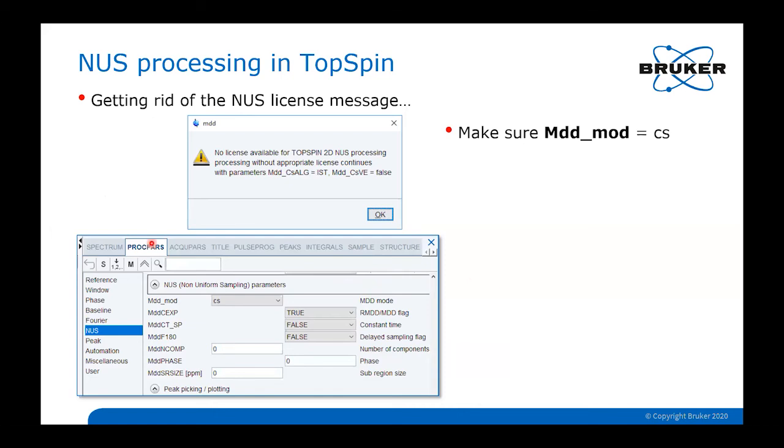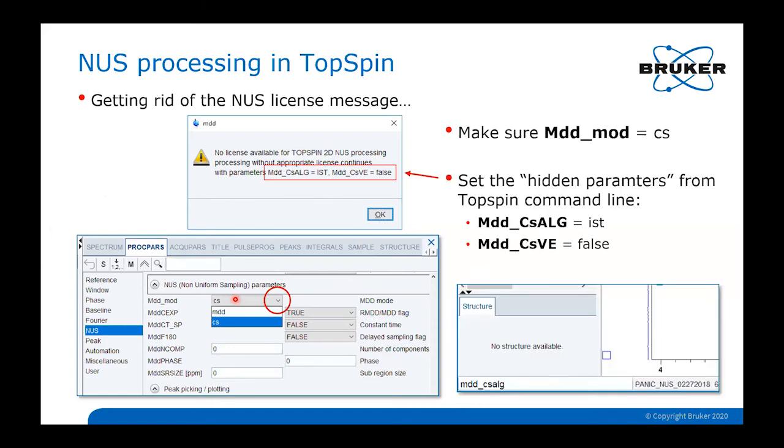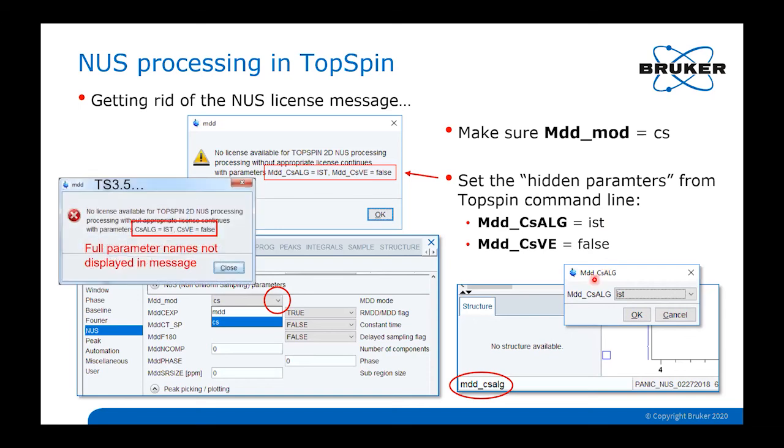If you look at the processing parameters tab in TOPSPIN, these parameters don't actually show up in here, but we can set them by the command line. One thing we do want to make sure is that this MDD mode is set to CS. Again, this is for 2D using free processing. And then at the command line, just type in the name of these so-called hidden parameters, and it'll allow you to change it to the IST for the MDD_CSAlg and false for the virtual echo option.